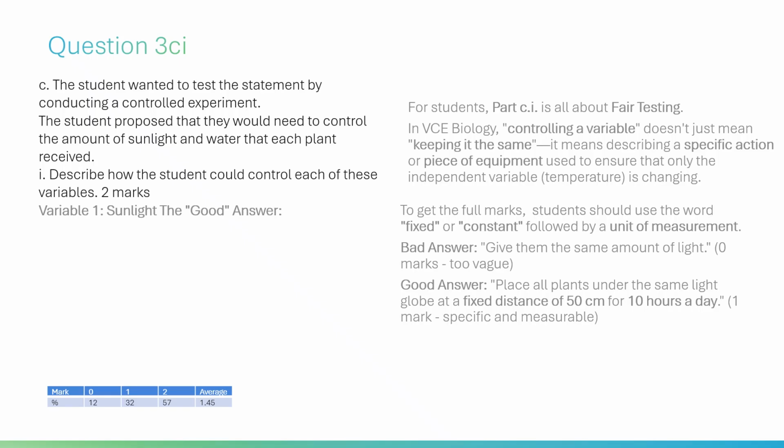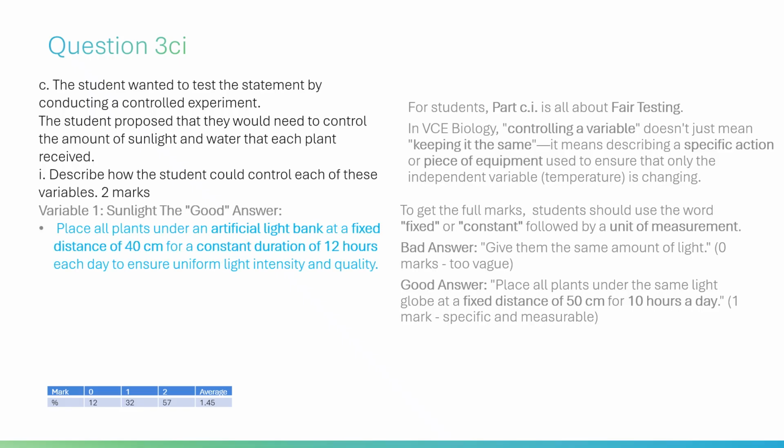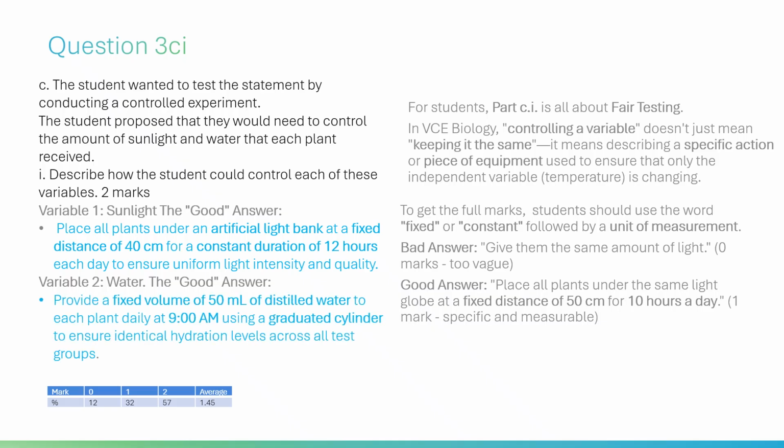Variable 1, sunlight. The good answer: place all plants under an artificial light bank at a fixed distance of 40 centimeters for a constant duration of 12 hours each day to ensure uniform light intensity and quality. Variable 2, water. The good answer: provide a fixed volume of 50 milliliters of distilled water to each plant daily at 9 a.m. using a graduated cylinder to ensure identical hydration levels across all test groups.